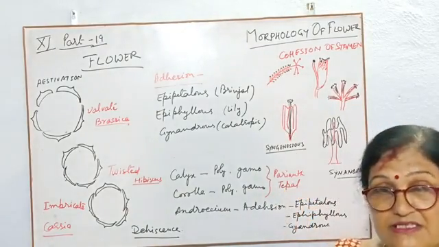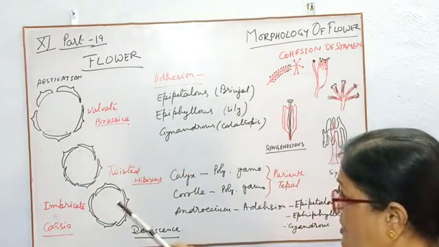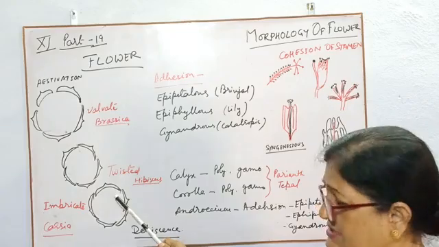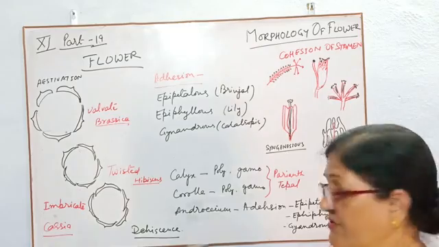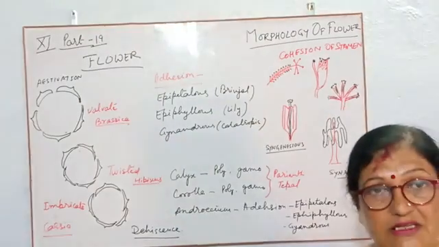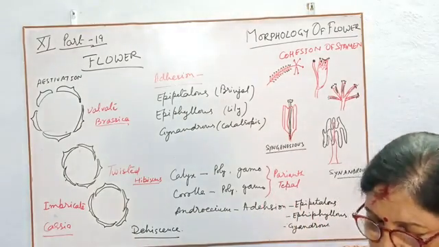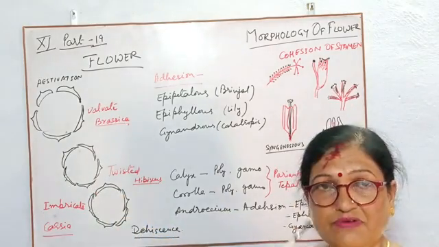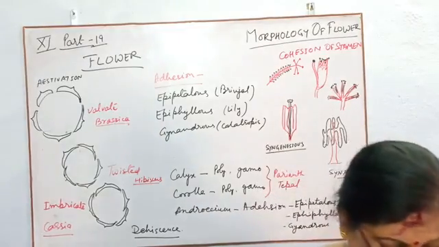So imbricate is the special type of estivation. Please remember it. One floral part has both margins inside, one floral part has both margins outside, and the rest are in the twisted form. That means one is outside, another one is inside. This is found in cassia. Cassia you have not seen here. Cassia flower. So these are the 3 varieties of estivation. One more estivation is there.